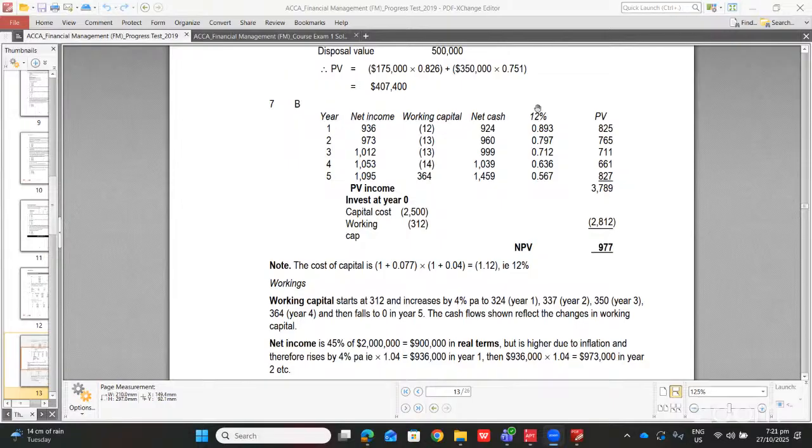And then the discount factor would have to be worked out, because the discount factor they gave us was the real cost of capital, meaning the cost of capital without taking into consideration inflation. When we account for inflation, the cost of capital is actually 12%. So that's what we have to use as our discount factor. Discount all our cash flows and then get our net cash flow to be 977,000. The answer being B for question 7.